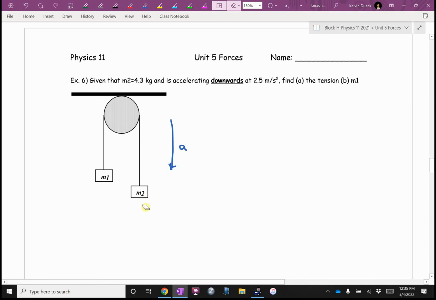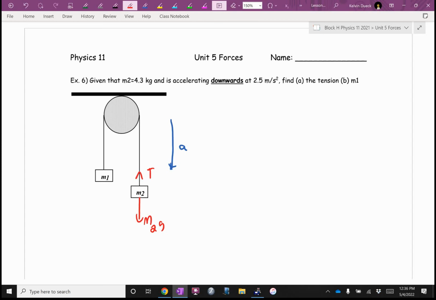What are the forces acting on M2? Get the obvious one. Yes. What else? Yep. Is there a normal force? Is it sitting on a surface? No. Then don't get normal force loopy. Okay. Now let's write an equation for the mass that I know, and I'm going to use this equation to find tension.